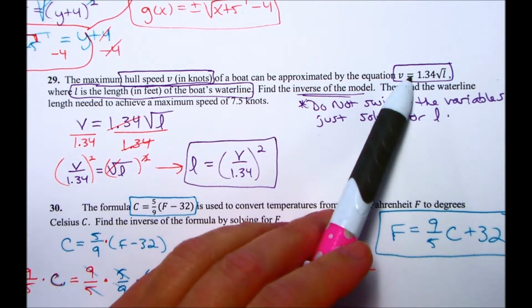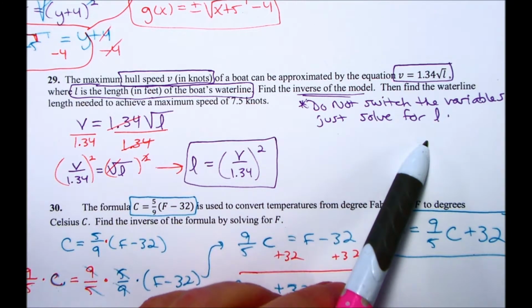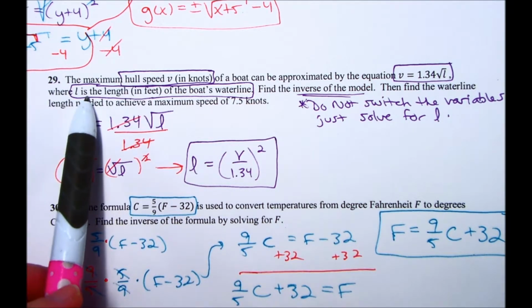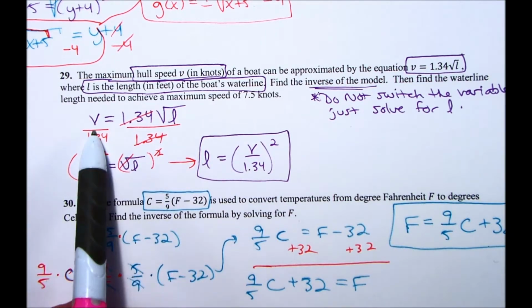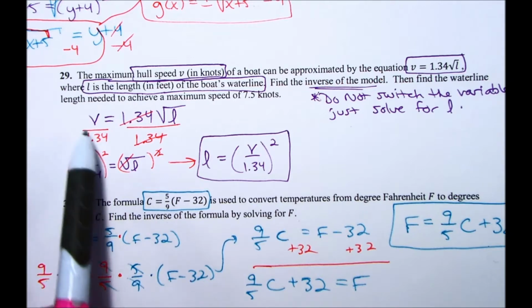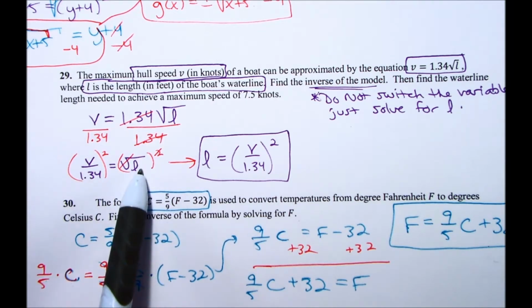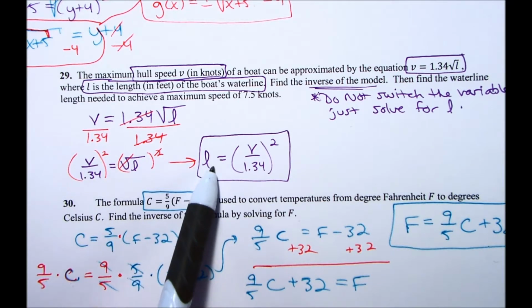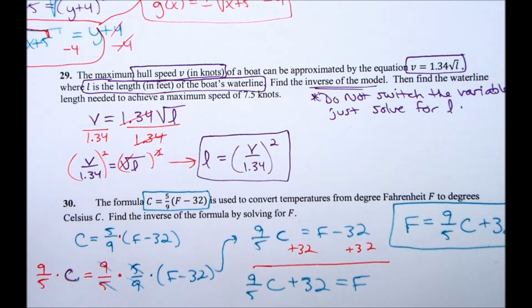So this is your equation, and you're finding the inverse of this equation. So you are not going to switch the variables, again, because your V and your L represent things that are significant, not just plain old X and Y. So basically we took this equation and I rewrote it over here, and then I want to solve for L. So I'm going to divide both sides by 1.34. Then the V over 1.34 was here, and then I brought down the square root of L. And then to get rid of the square root, I square both sides. And then my new equation is just going to be L equals V over 1.34 in parentheses squared. So that's all you had to do for that one.